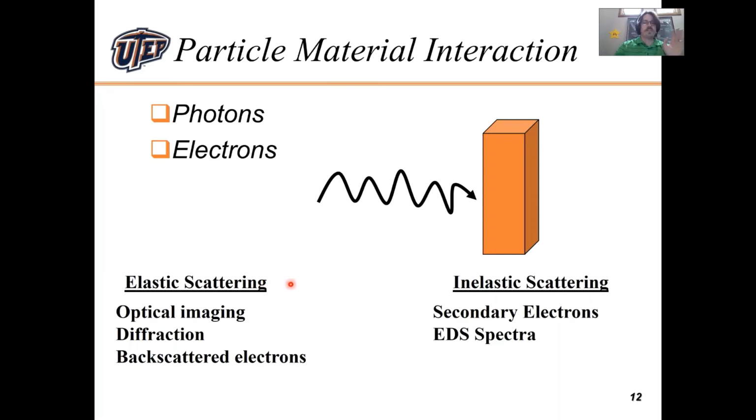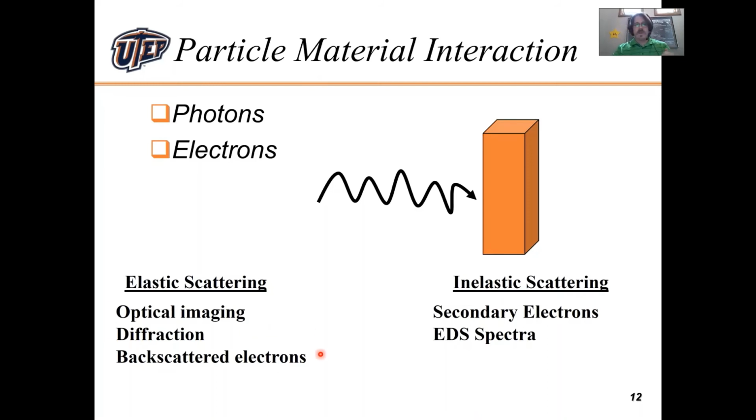The interaction of photons and electrons with the material is classified in two big categories: elastic scattering and inelastic scattering. Elastic scattering includes optical imaging, so the light bouncing off an object and then we see it, whether it's an etched microstructure or if it's just telling if something's white or blue. Diffraction would be an example of an elastic process.